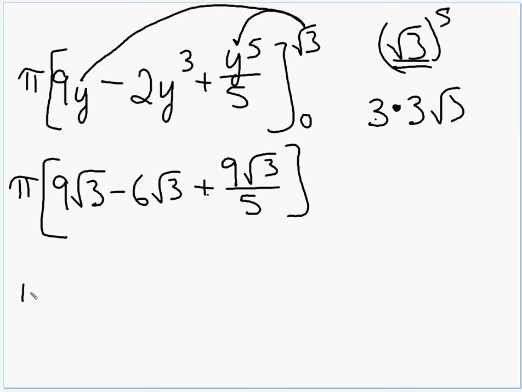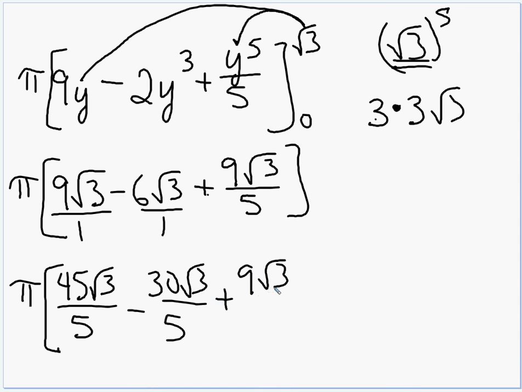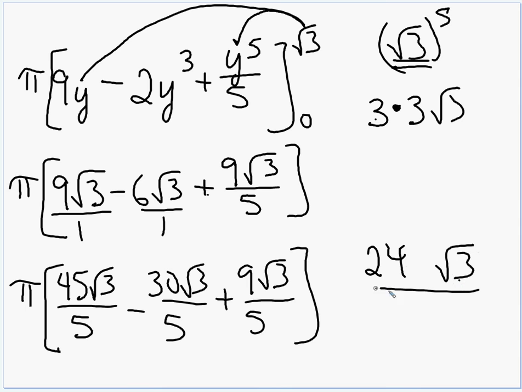Let's get a common denominator of denominator 5. So if we multiply by 5, that'll be a 45 root 3 over 5 minus 30 root 3 over 5. So this will give us a 15 roots of 3 over 5 plus 9 more roots of 3 over 5. That'll be what? 24. We're going to have 24 roots of 3 over 5. And then let's put the pi in there. 24 pi root of 3 over 5. One more to go.